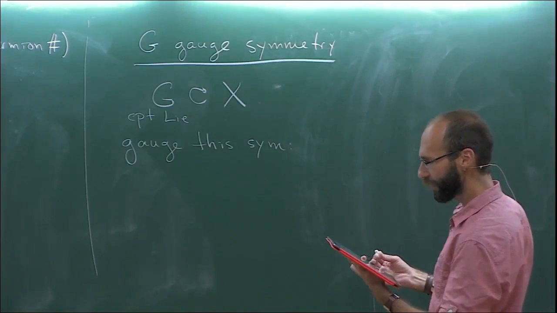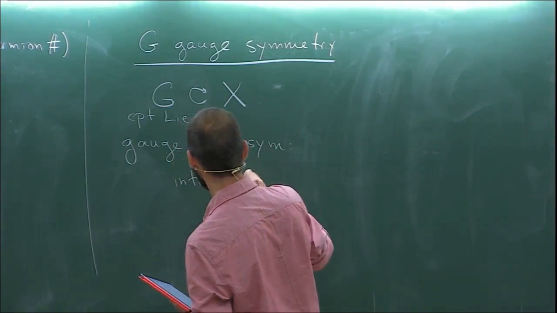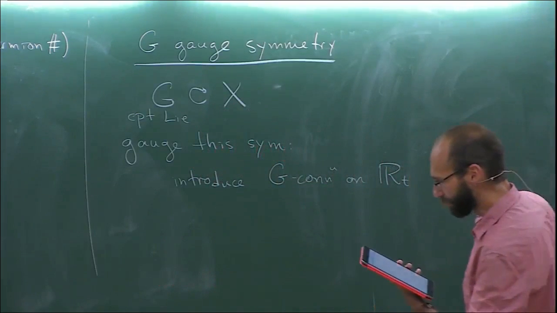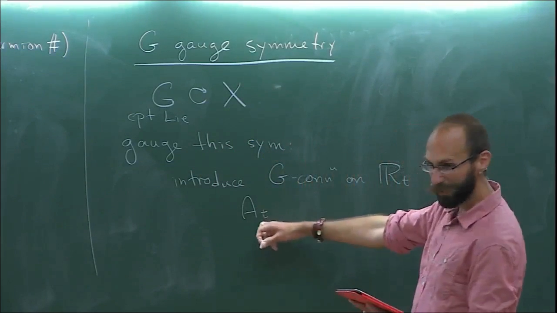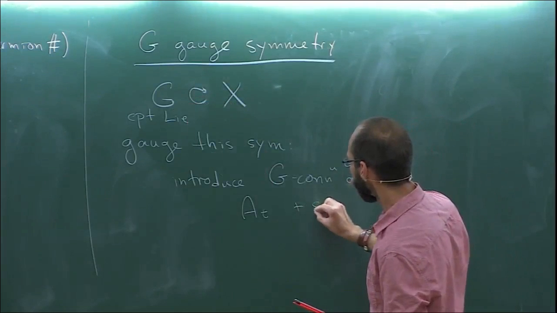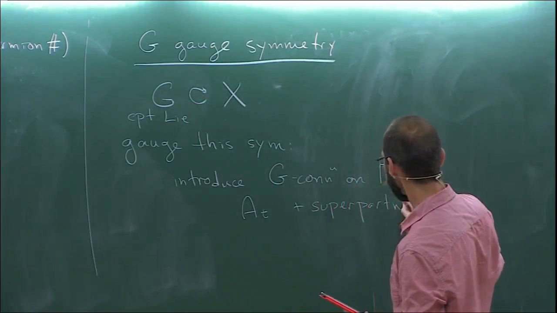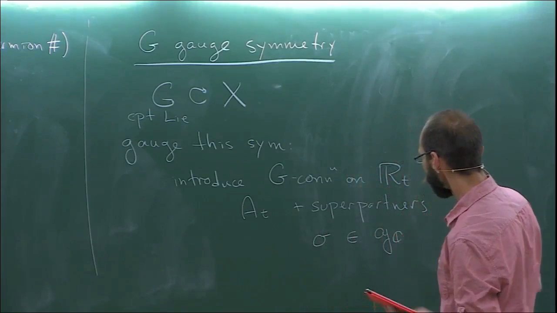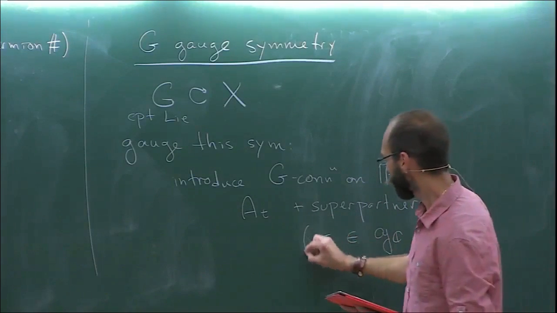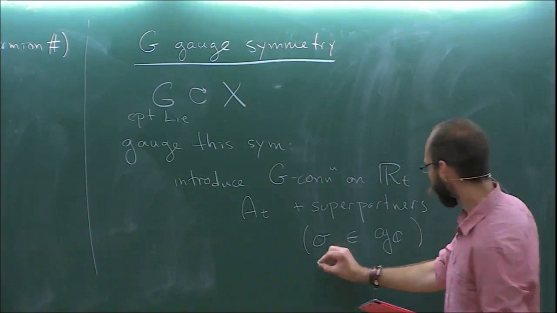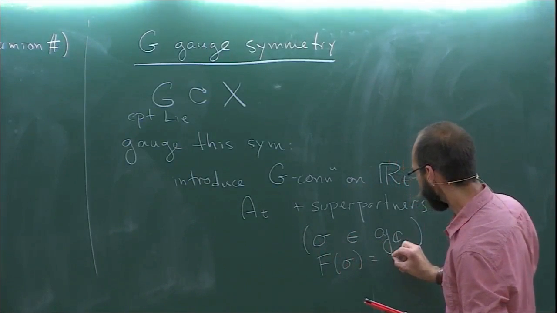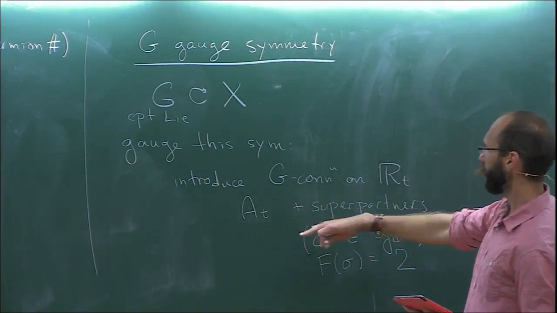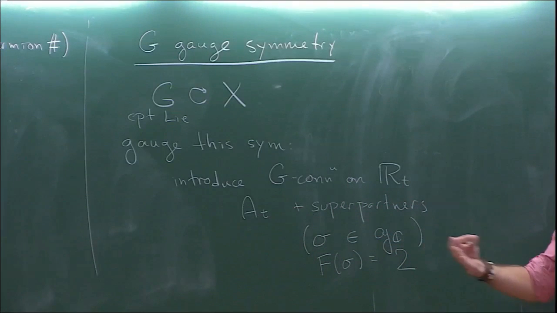So gauging the symmetry means introducing a G connection on spacetime, on R. That's going to involve a connection, but there's supersymmetry involved, so there are some superpartners. In particular, one of the superpartners is a complex Lie algebra valued scalar field that will play an important role. It's a scalar field of fermion number 2. And we use the connection on R to covariantize our maps into X, or into the odd tangent bundle.